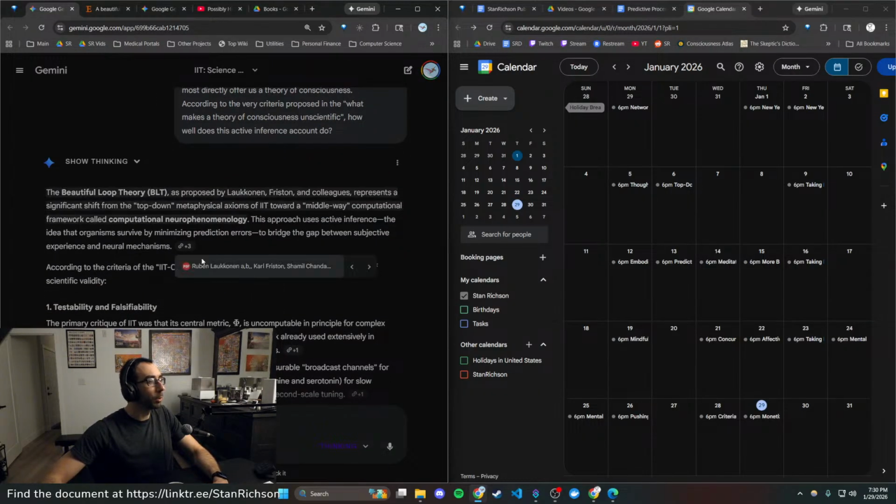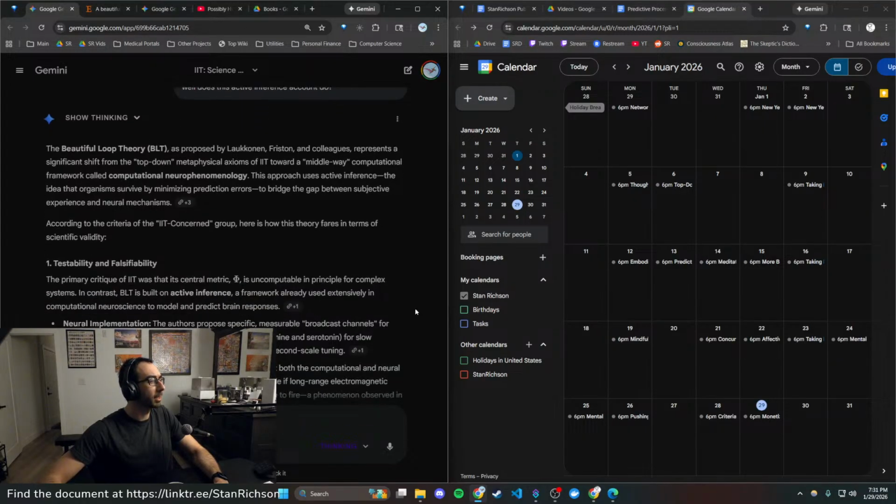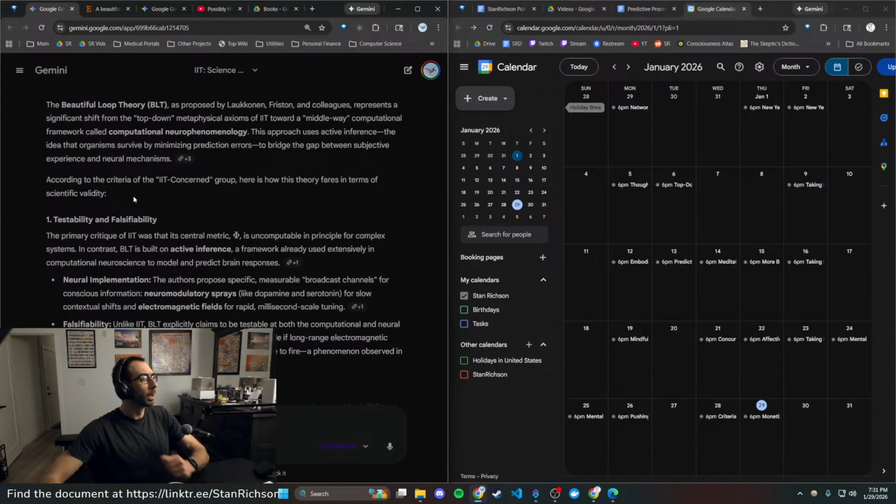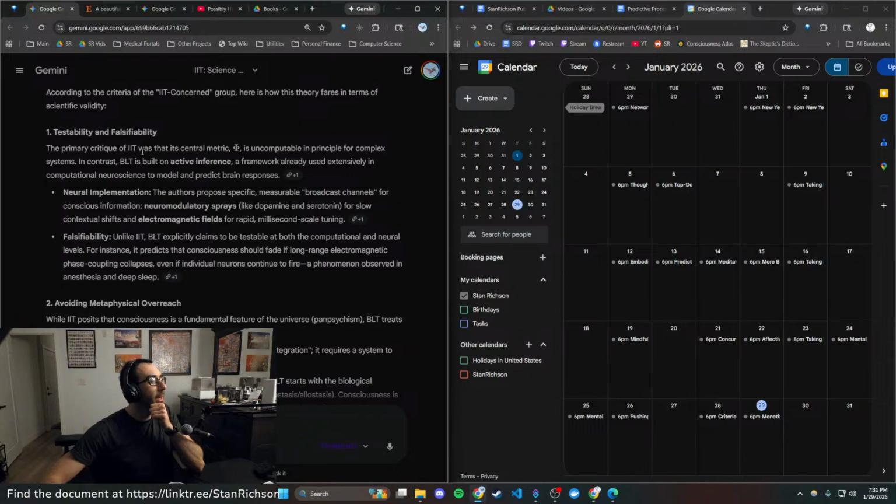It says the beautiful loop theory as proposed by Laukkanen, Friston and colleagues represents a significant shift from the top-down metaphysical axioms of IIT toward a middle-way computational framework called computational neurophenomenology. This approach uses active inference, the idea that organisms survive by minimizing prediction error, to bridge the gap between subjective experience and neural mechanisms. According to the criteria of the IIT concern group, here is how this framework fares in terms of scientific validity. Primary critique of IIT was its central metric, blah, blah, blah, blah, blah.